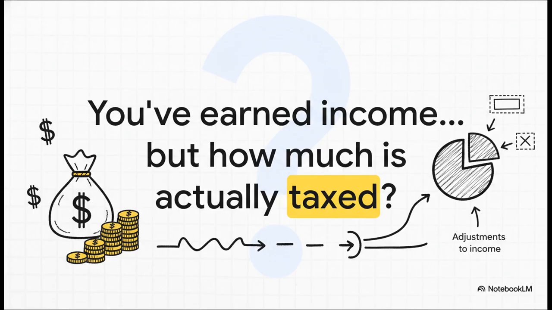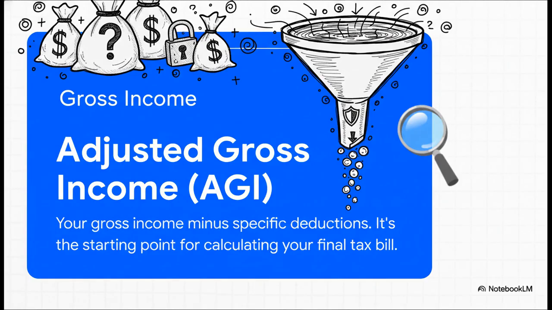You work hard all year, you see that gross income number, but the real game is figuring out how much of that is actually going to be taxed. And that's exactly what we're going to break down today. And it all starts right here with your adjusted gross income, or AGI, as you'll hear it called. The best way to think about it is like a funnel. You pour all your gross income in at the very top, and then these special deductions, these adjustments, start filtering it down. What comes out at the bottom is your AGI. It's a smaller, much better number that becomes the starting point for your entire tax return.